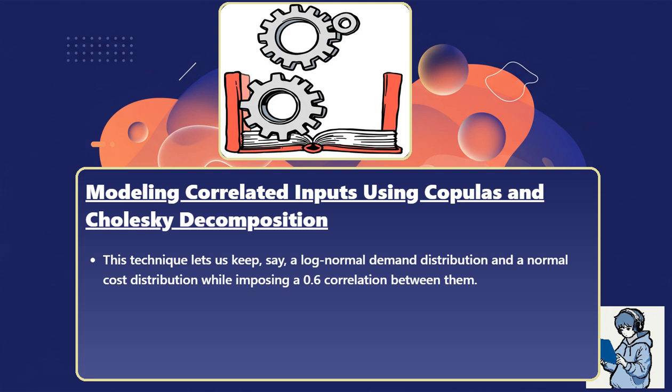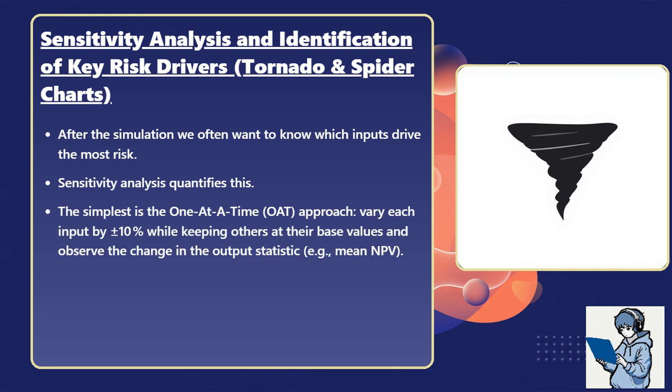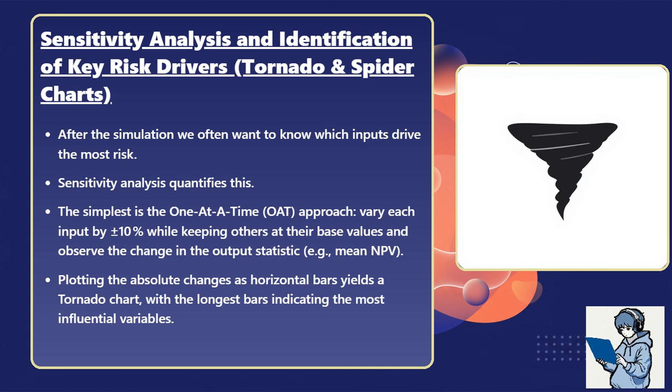correlation between them. After the simulation, we often want to know which inputs drive the most risk. Sensitivity analysis quantifies this. The simplest is the one-at-a-time approach. Vary each input by plus or minus 10% while keeping others at their base values and observe the change in the output statistic, for example mean NPV. Plotting the absolute changes as horizontal bars yields a tornado chart, with the longest bars indicating the most influential variables.